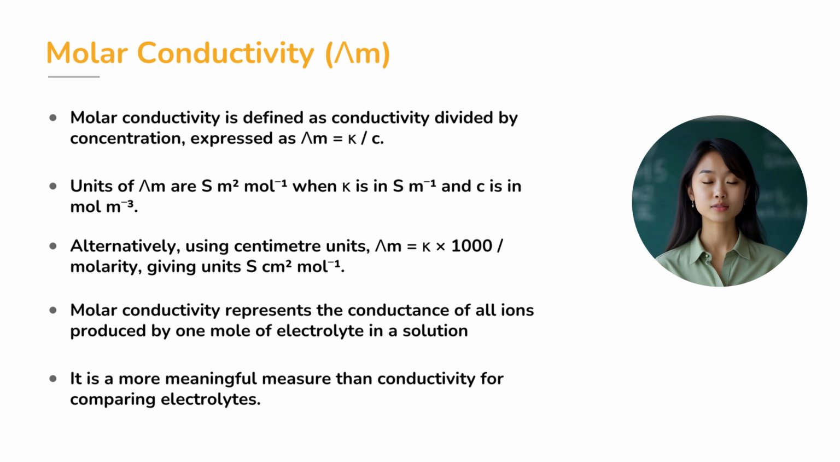Alternatively, if conductivity is given in Siemens per centimeter and concentration in moles per liter, then molar conductivity is calculated by multiplying conductivity by 1000 and dividing by molarity, and the unit becomes Siemens centimeter squared per mole. So, molar conductivity gives us the conductance of all ions produced by 1 mole of electrolyte in a given volume. That makes it very useful for comparing the ion-carrying ability of different electrolytes.